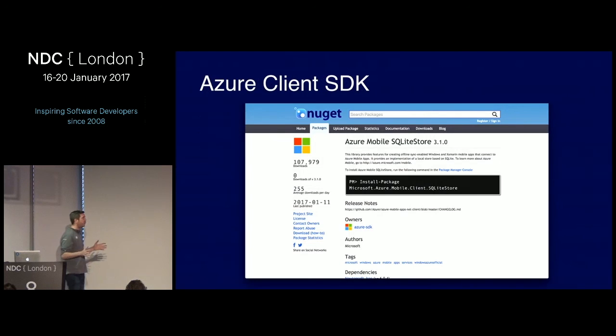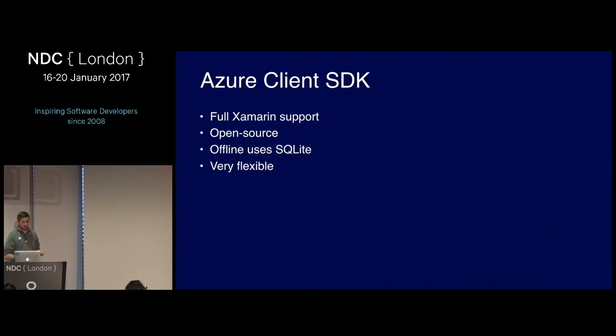So you can grab these NuGet packages. You can grab these from NuGet because they are NuGet packages. You can also grab them from GitHub or our component store. They're full Xamarin support, so you can run it on Xamarin iOS, Xamarin Android. The online-only SDK you can run on Xamarin Mac as well.